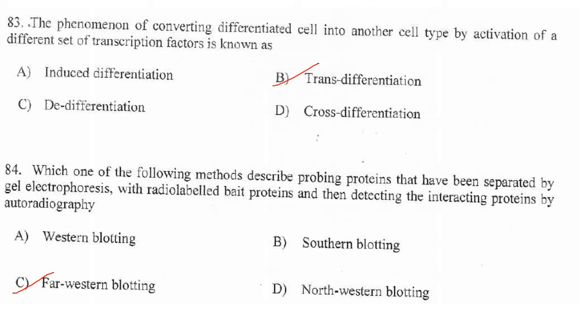Now one more thing is, in western blotting, gel electrophoresis is usually performed under denaturing conditions, that is by using SDS. While in far western blotting, native PAGE, that is without SDS, is used.